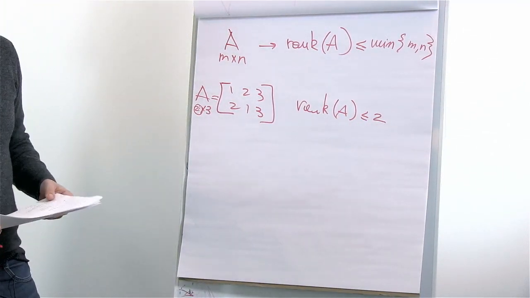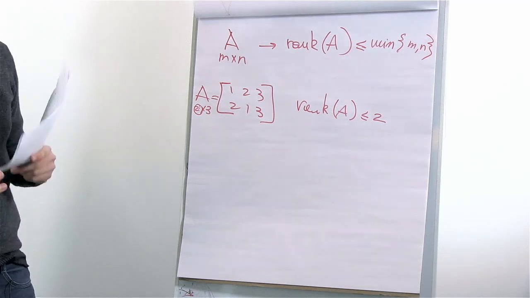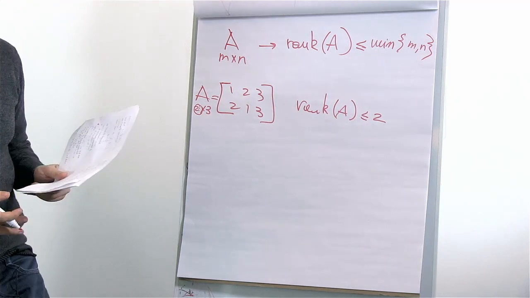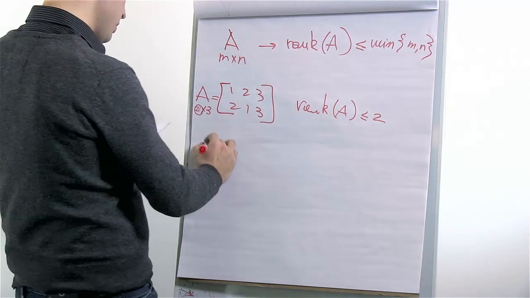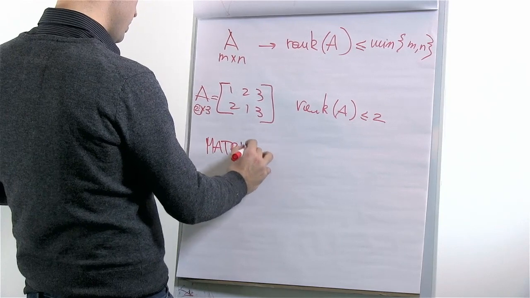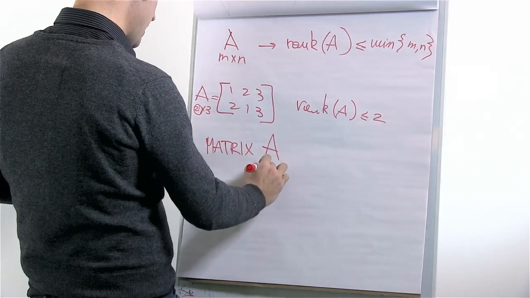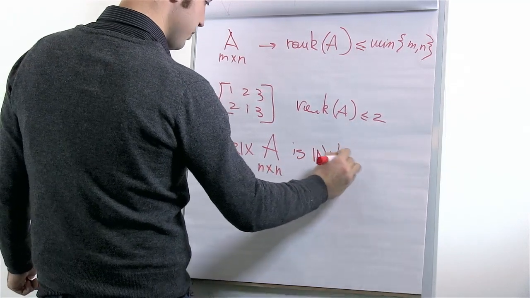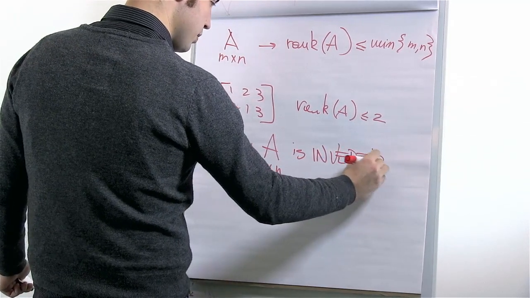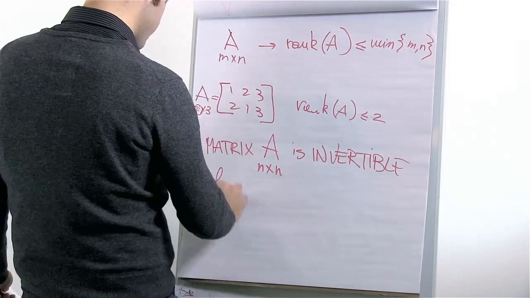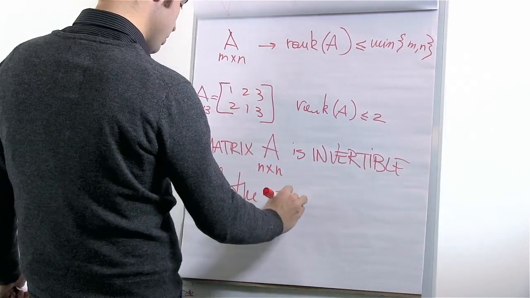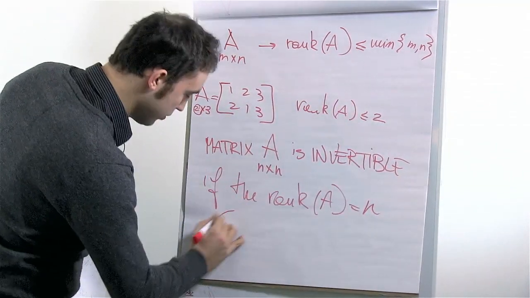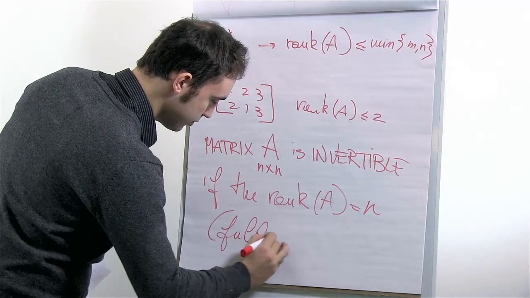Okay, and this concept of rank of a matrix is linked with the invertibility of a matrix, because we can say that a matrix A, that is n by n, is invertible if the rank of A is equal to n, or we say that it is a full rank matrix.